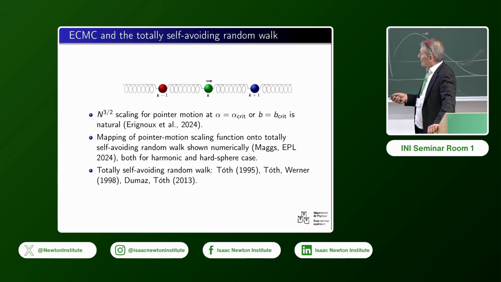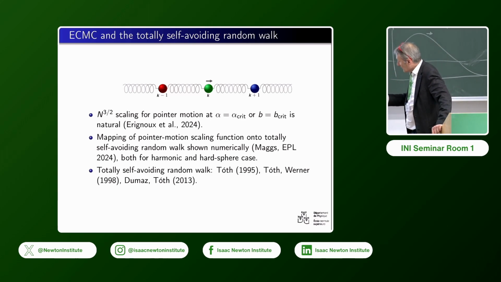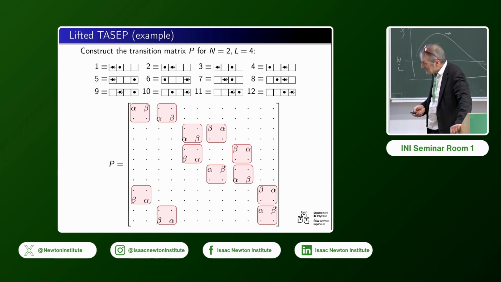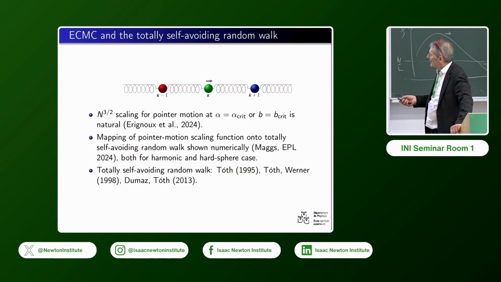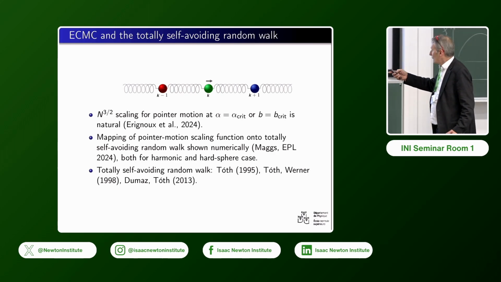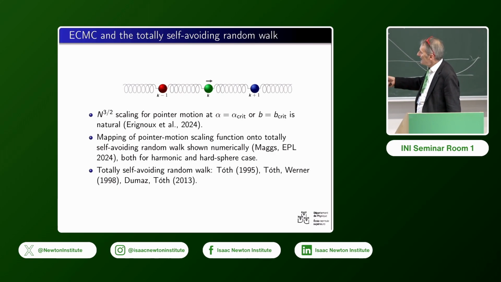So now I'm coming to my second talk. So I just wanted to make an announcement saying that this ECMC, event chain Monte Carlo, in a discrete case where it's called lifted totally asymmetric simple exclusion process, over the harmonic model has a very deep relation with theory. So this n to the 3/2 scaling for pointer motion is natural. It's just completely natural, like we can understand it. But then you can go much farther. You have a mapping of the pointer motion of the scaling function of the pointer model.